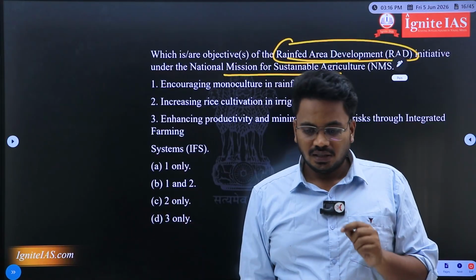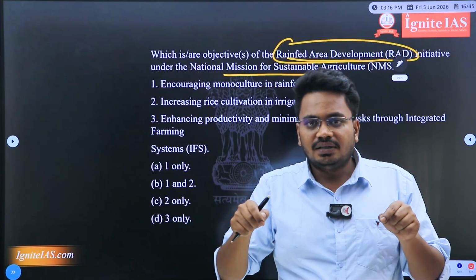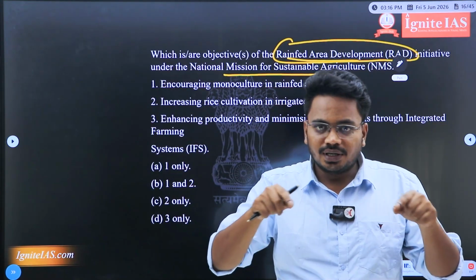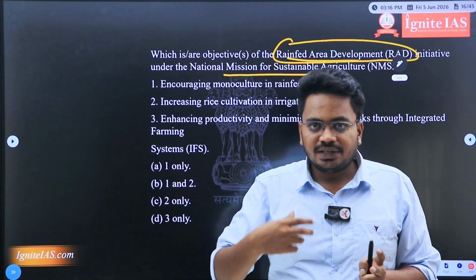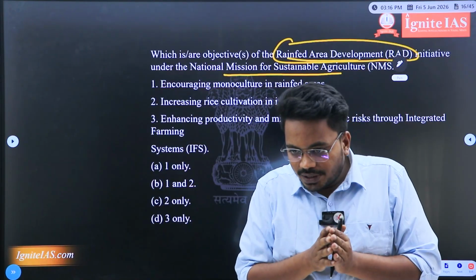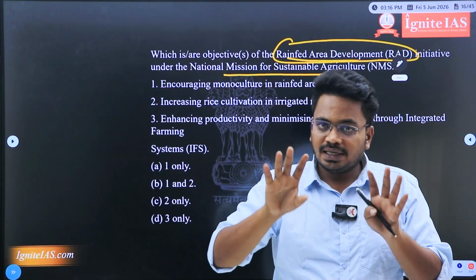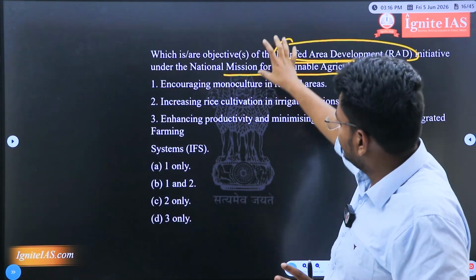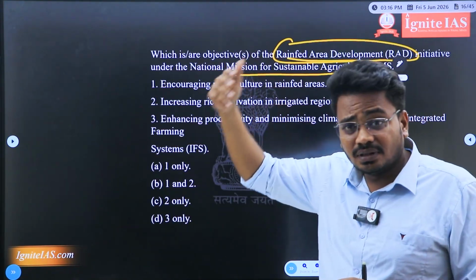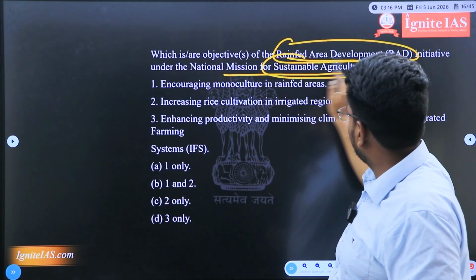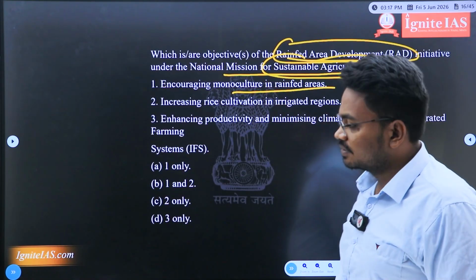What does it mean? It means we will be having rain, and that entire area will be mainly depending upon the rainfall. Depending upon that rainfall only, we will see agricultural activity in that particular area. There will not be any rivers. The only source of water in that area will be the rainfall. Now, he is asking regarding the objectives of the Rainfed Area Development Program, and this program was under the National Mission for Sustainable Agriculture.